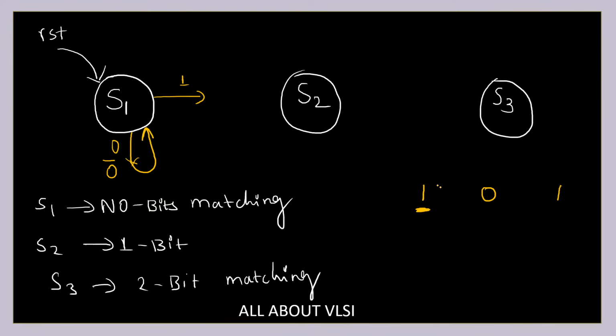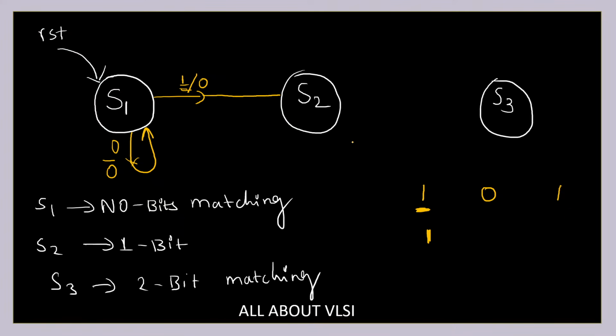Now, let's say at the first position you need 1, and if you get 1, then 1 bit is matching. That's the reason I'm going to the S2 state, and my output will be 0 only, because your pattern has not been matched. Okay. Now, this has been completed. You have entered into the S2 state successfully.